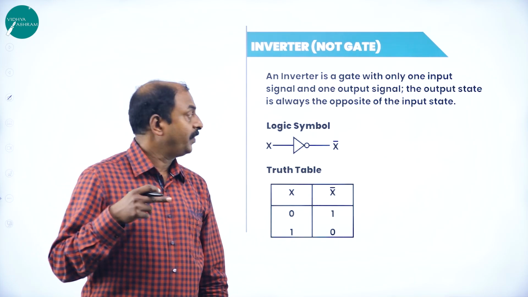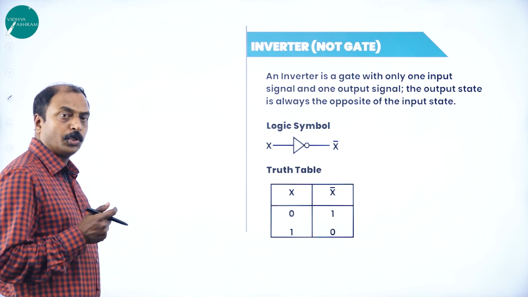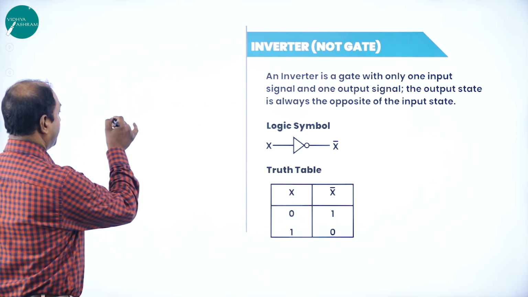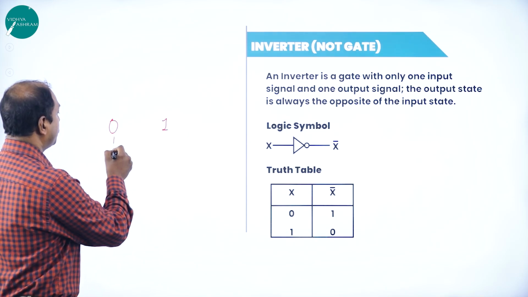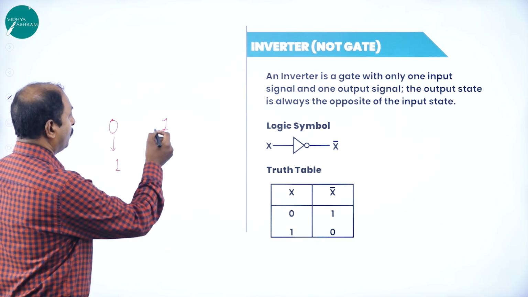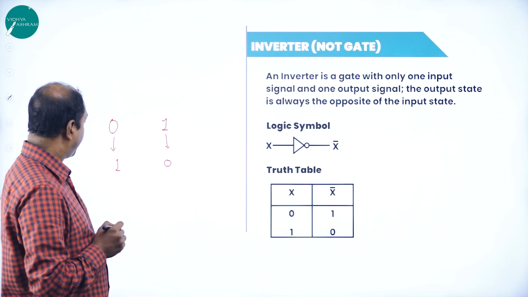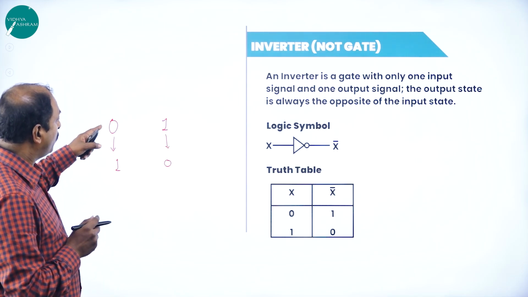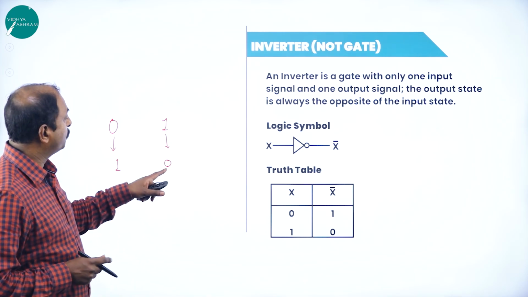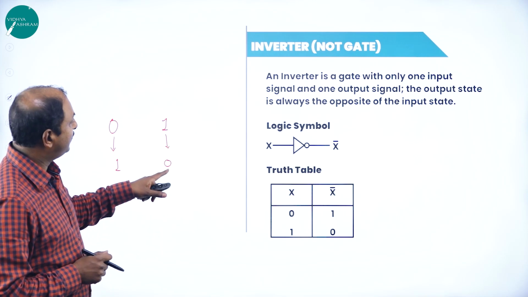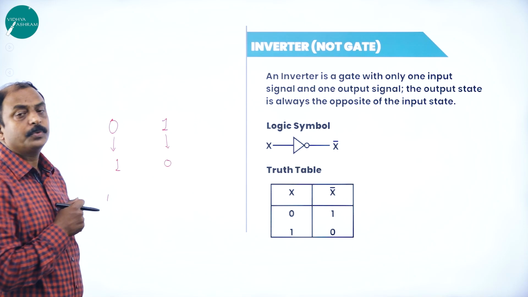So the output state is always the opposite of the input state. What is the meaning of that? In the previous slide I told you about the status. There are two states, 0 and 1. The opposite of 0 is 1 and the opposite of 1 is 0. So if the input signal is 0, the output signal is 1, and if the input signal is 1, the output signal will be 0. This is the meaning of the output always being the opposite of the input signal.